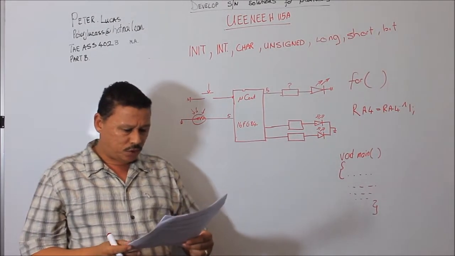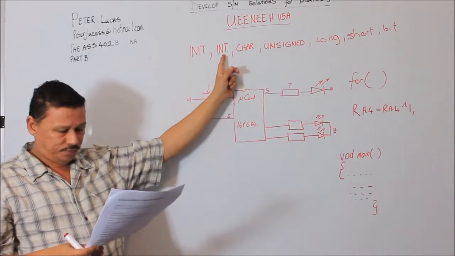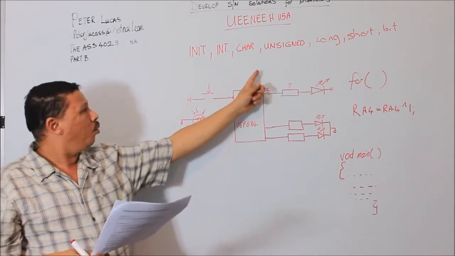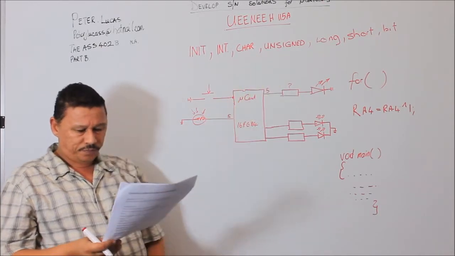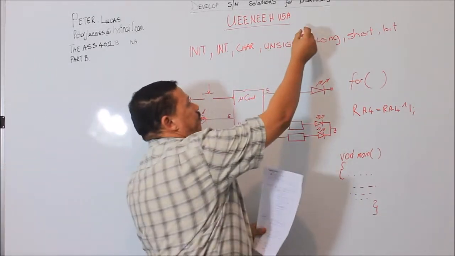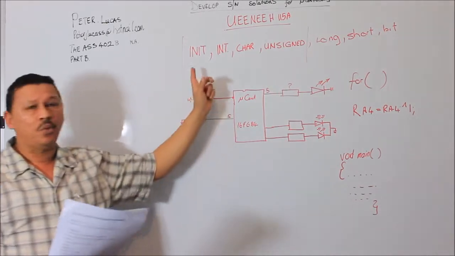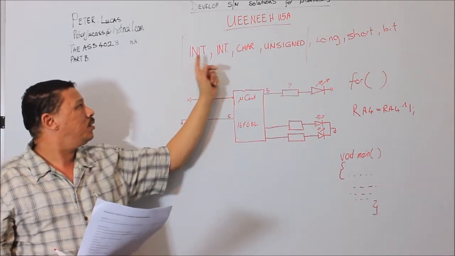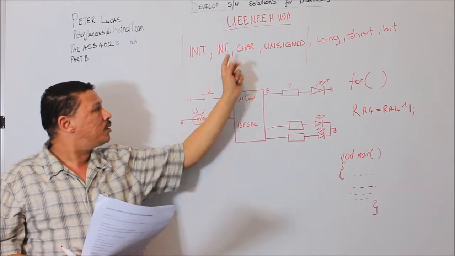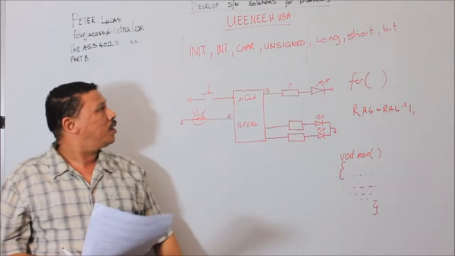Okay, now I'm going to ask you a question. What does it mean when I say int? What does it mean when I say init? What do I mean when I say char? What does unsigned mean? Explain these ones. 1, 2, 3, 4. So what I want you to do in your answer book is write down init and then explain what it means. Then you go to the next one, int. What does int mean? And explain it. Char. What does the word char actually mean?